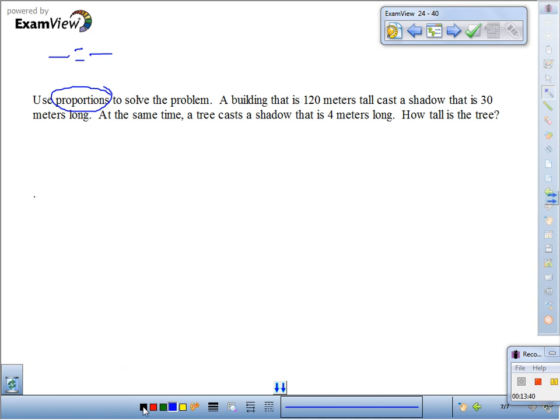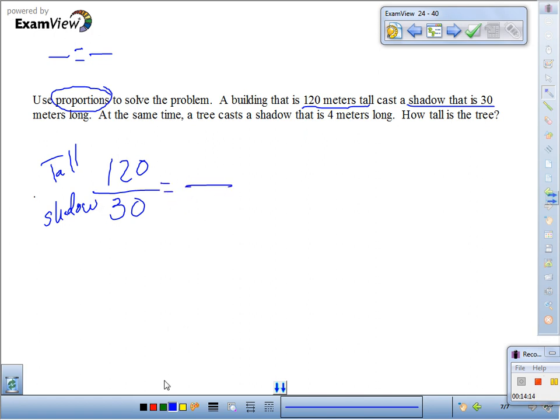So here we go. The first rate that they give us is what? 120 meters tall and with a shadow of what? 30. So I'm going to write 120 over 30, and that's the building. What's on top? It's the height, or I'm just going to put tall. And then the bottom is the shadow.